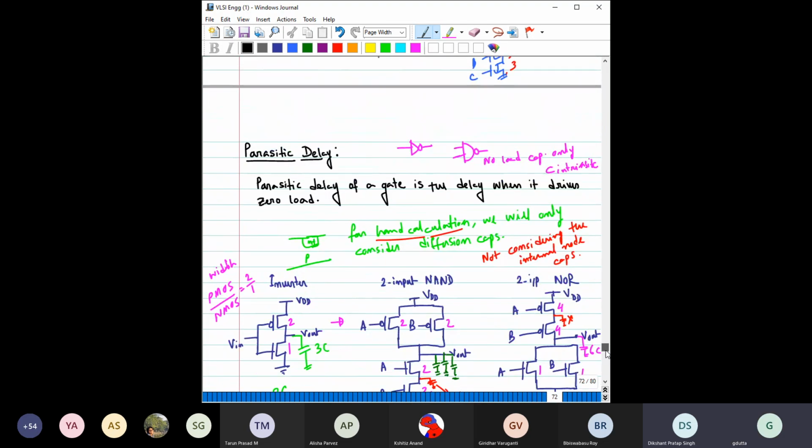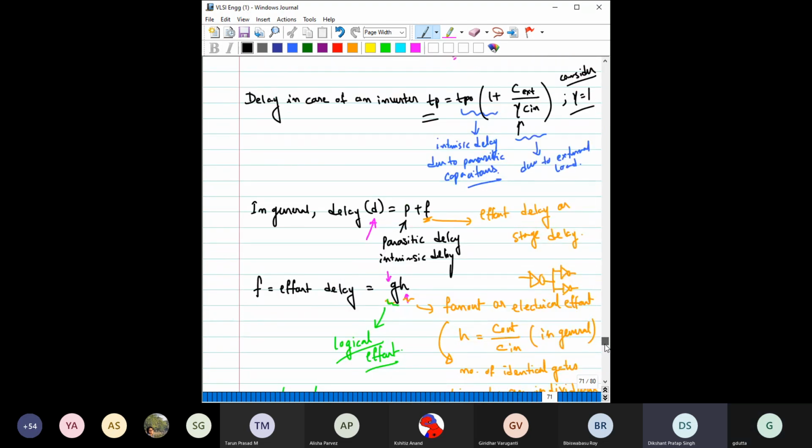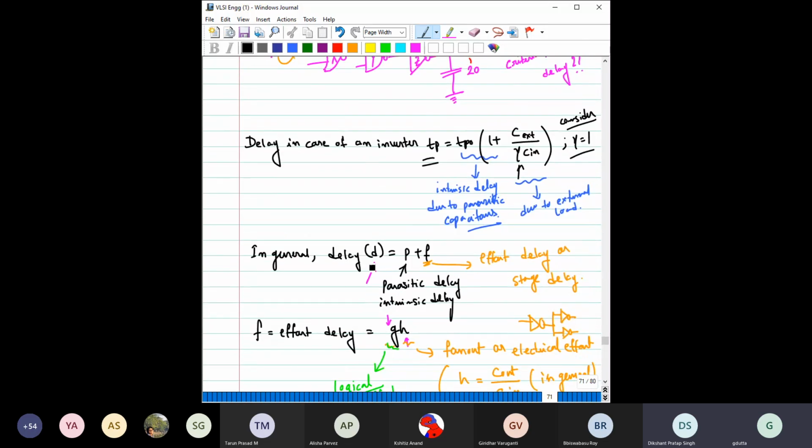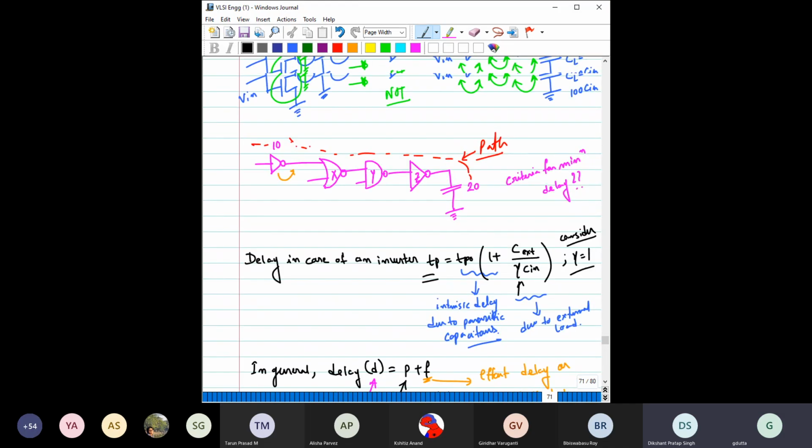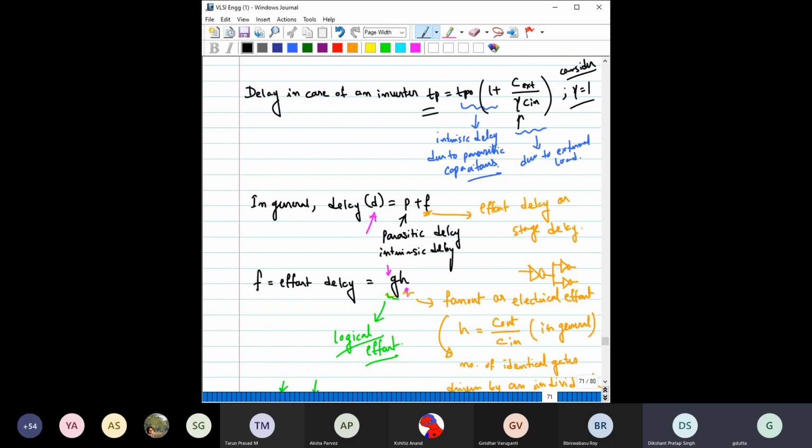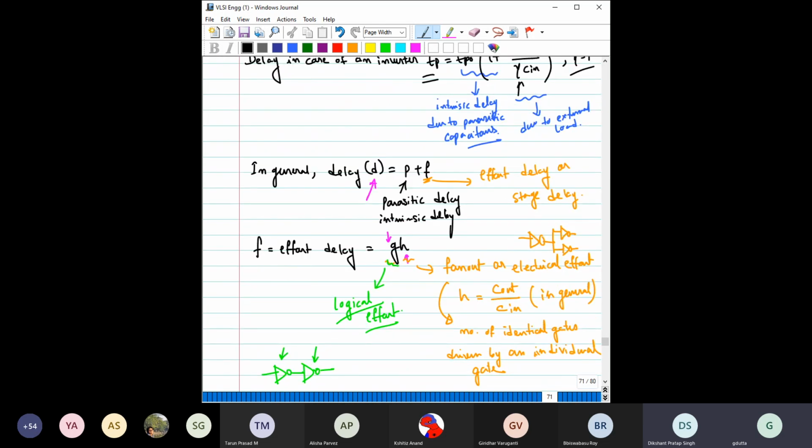So in the last class, we started our discussion on these topics. We discussed effort delay, and the general expression for delay in any combinational circuit. While discussing this topic, we introduced a couple of new parameters: the logical effort, the fan out or electrical effort, and the parasitic delay, which we described earlier as intrinsic delay.